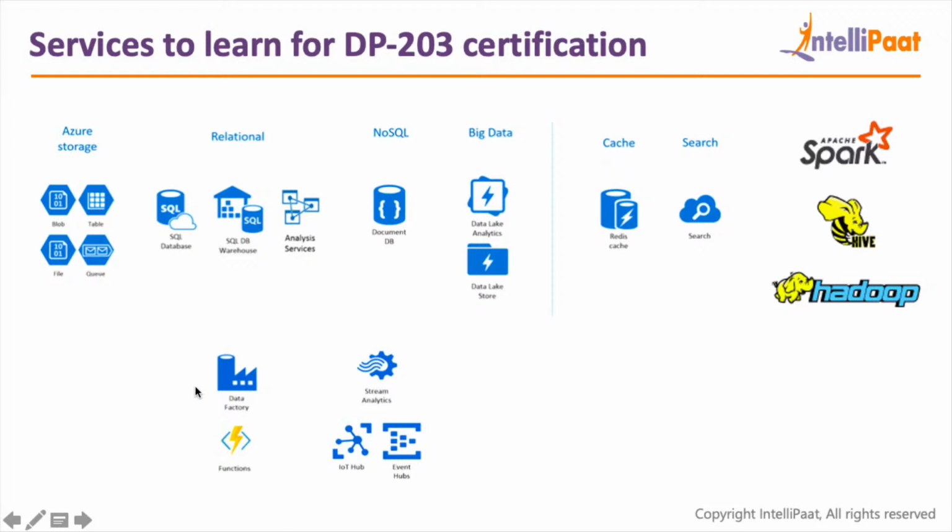You also will have to learn about Data Factory, Azure Functions, Stream Analytics, IoT Hub, Event Hubs, Redis Cache, and Azure Search. These are the services which are required for you to understand in order to clear the certification. This also coincides with the job description that we had a look at earlier. All the services mentioned there are part of what you have to learn to crack this certification. Apart from this, we also recommend going through the open source services of Hadoop, such as Spark, Hive, and Hadoop itself.